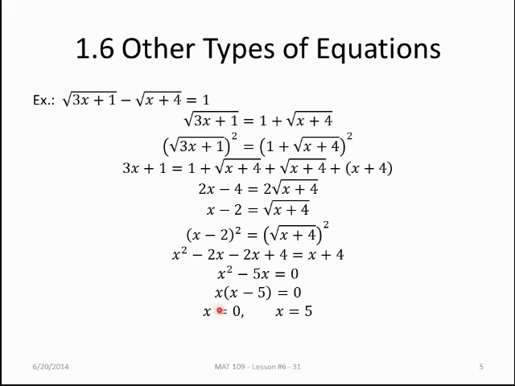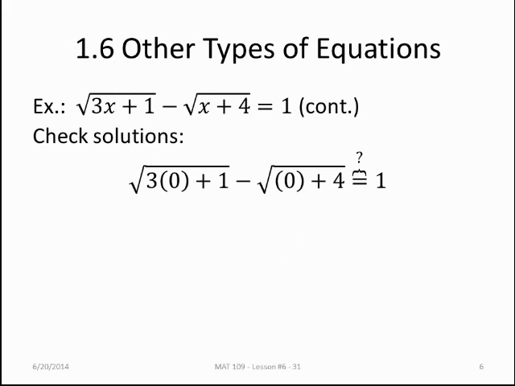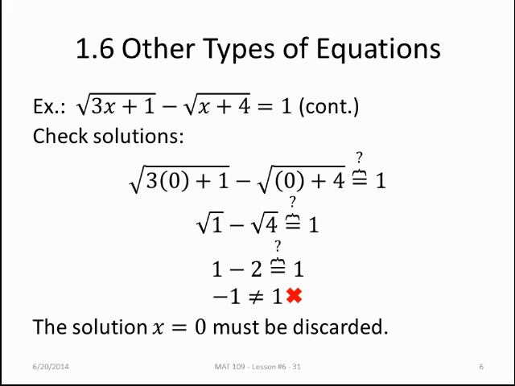Then, because it's a radical equation, I need to take this 0 and plug it back here and check. I need to take x equals 5, substitute it back there and check. So, checking the 0, plug the 0 into the equation, do the arithmetic, and I get 1 minus 2, which is minus 1. That is not equal to 1. Therefore, 0 does not work, and we must discard it.